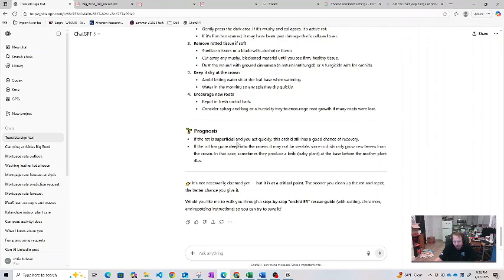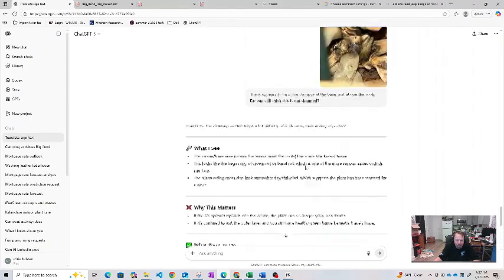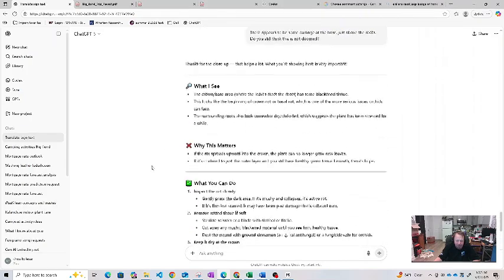The rot, if it's superficial and we act quickly, we still have a chance of recovery. If it is deep rot, maybe we're not going to be able to save it. It's not necessarily doomed, but it's at a critical point. So I need to get in there, remove any rotted tissue, repot it, and make sure that it's got the right sun, the right medium that it's growing in, and avoid drafts. So pretty cool turning my images here into a solution.